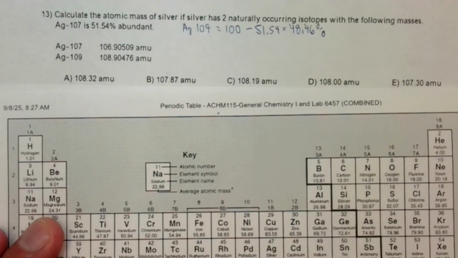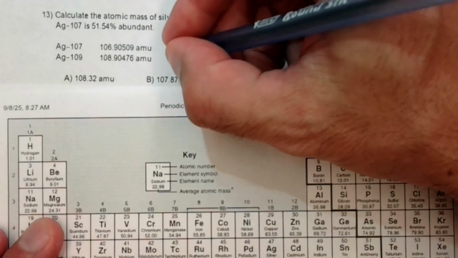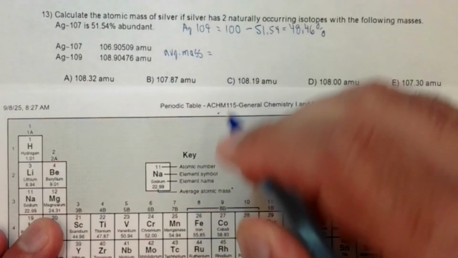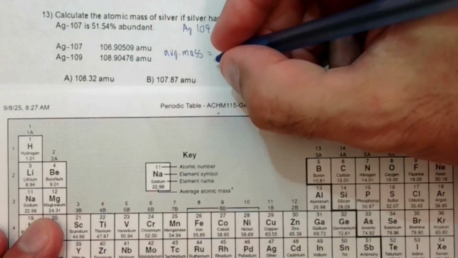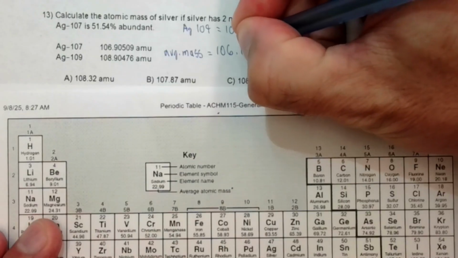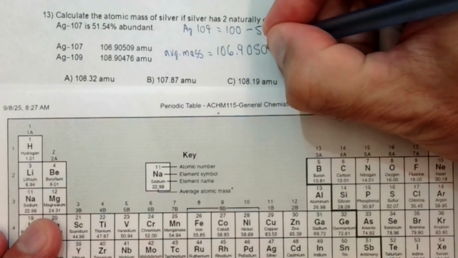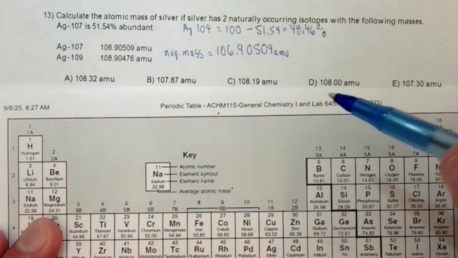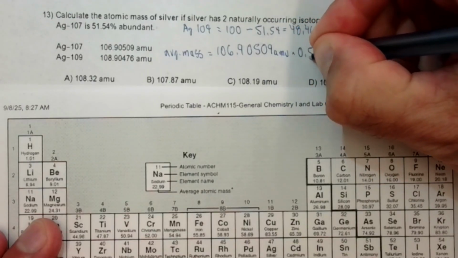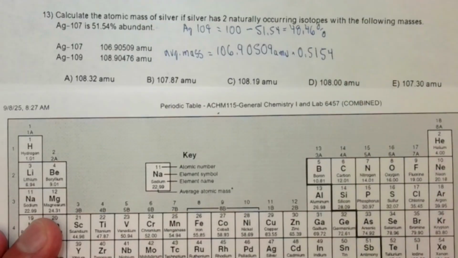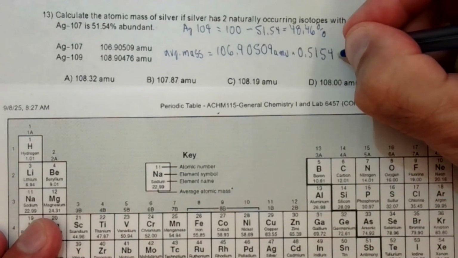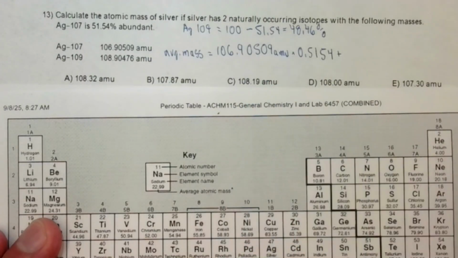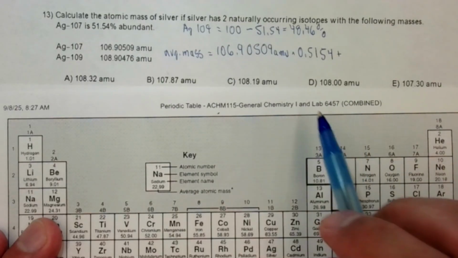Now we're simply going to use a weighted average. In order to find the average mass, what we're going to do is take the mass of the isotope. In the case of 107, it's going to be 106.90509 AMU times its percentage as a number, not as a percent, so 0.5154. And then we're going to add it to another one, just how you would calculate your grade in this class. Whatever your lab grade is times 0.25, because it's 25% of your grade.